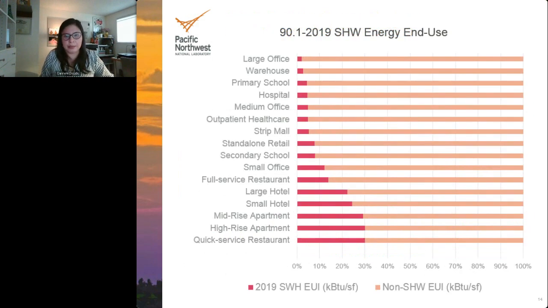And for this coming version of the code, you can see here, based on the inputs and the measures that we're incorporating, the breakdown based on the prototypes. So the ones that have the highest service water heating component of the total energy use of the building are what you would think makes sense: quick service restaurants, those fast food restaurants, large hotels, small hotels, mid-rise apartments, high-rise. Those are where you're going to see a lot more of the hot water demand being a factor of the overall building total.